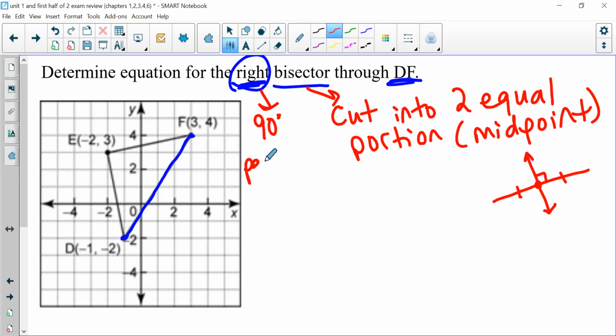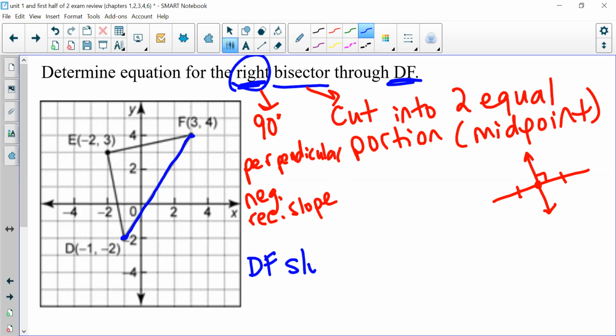Because that's what we really need to know here. It's perpendicular. Perpendicular, which you guys learned last year in grade 9, meant that they have negative reciprocal slopes. So negative reciprocal slopes. What is the slope of line DF, or how am I going to find that?